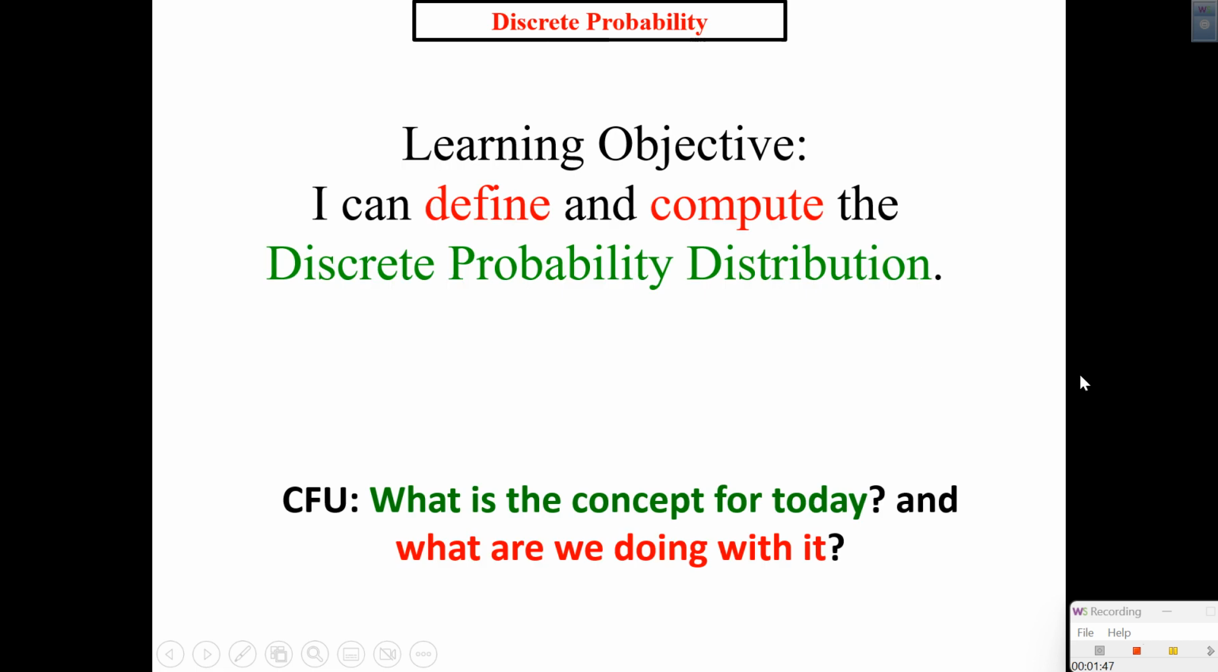All right. Our objective for today: I can define and compute discrete probability distribution. We're still on the same concept, and the reason being is that the different distributions need to be addressed. We already covered a couple. Today we're going to introduce a new one.